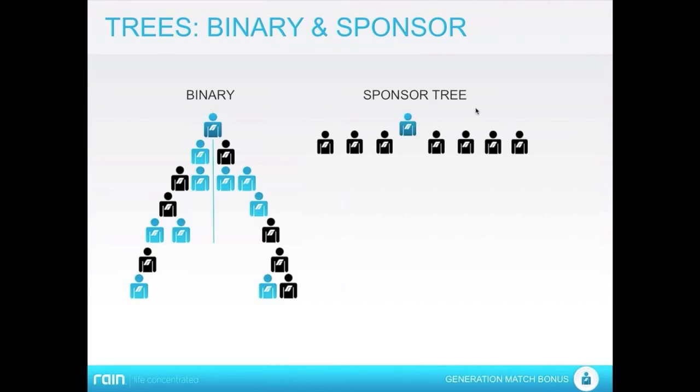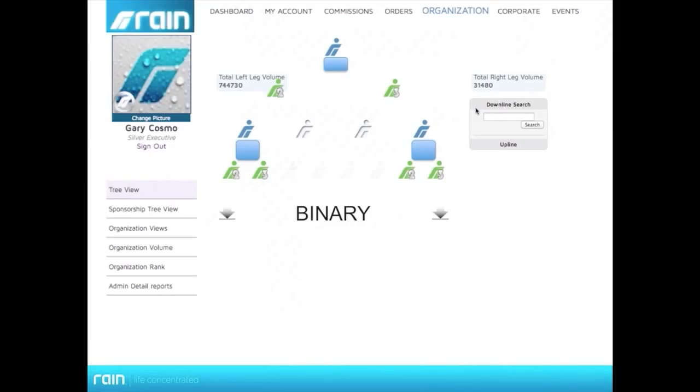So I want to show you again in the back office. When you look at this tree, this is your binary tree, right? All that volume. This individual himself has not generated 744,000 of volume. He has, with his team, both up and down lines, generated that volume. Okay? Same is true on the right side. He's gone out, he's built that out, and now you have other people adding to that volume as well.